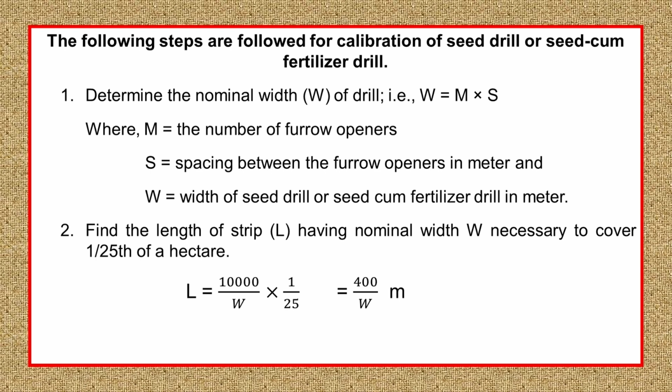For that we use the expression L is equal to 10,000 by W into 1/25, where 10,000 is the area in 1 hectare, that is equal to 10,000 meter square. W is the width, also in meters, as determined in step 1, and again multiplied by 1/25 because we are calculating it for 1/25 hectare area. That's how it becomes 400 meter by W. So W is the width of any given implement which we have taken. That will give you the actual length this equipment has to travel in order to cover 1/25th hectare of area.